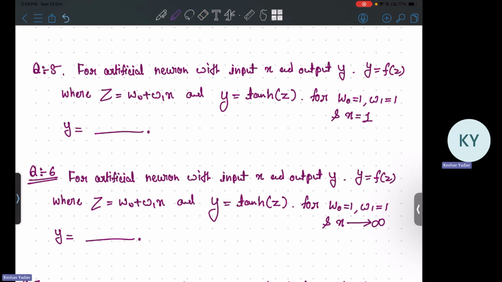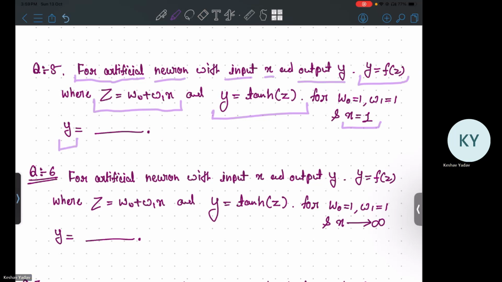The next problem is for an artificial neuron with input x and output y equal to f of z, where z is equal to w naught plus w1 x, and y is equal to tan hyperbolic of z. So for w naught equal to 1, w1 equal to 1, and x equal to 1, what will be the value of y? We need to find the value of y.